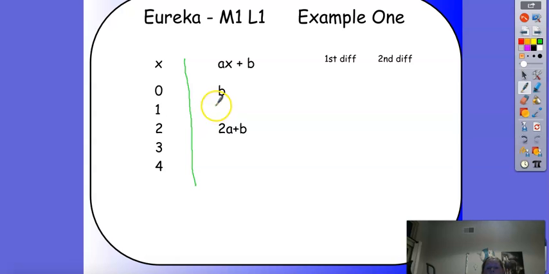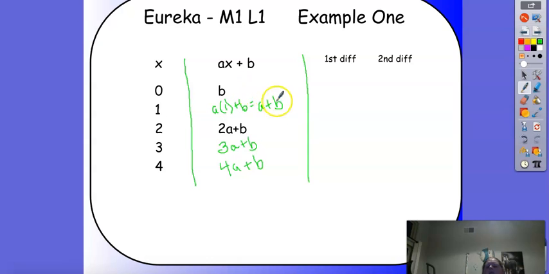If I put a 1 there, A times 1 plus B, I'm going to get an A plus B. Here, if I put a 2 in for X, I get a 2A plus B. 3A plus B, 4A plus B. So I'm doing the same thing of plugging in my value of X over here, but I'm doing it with variables.